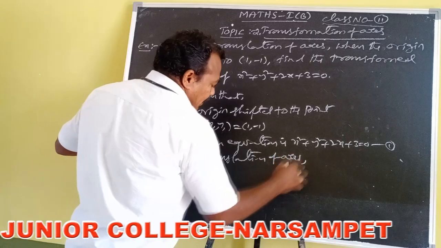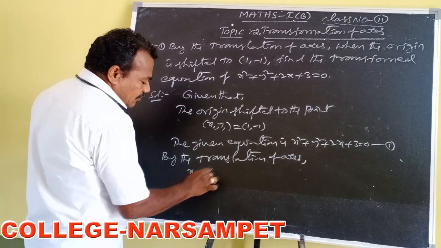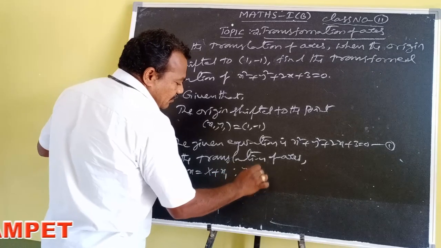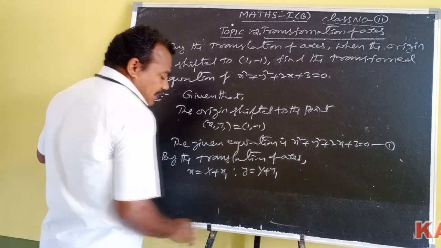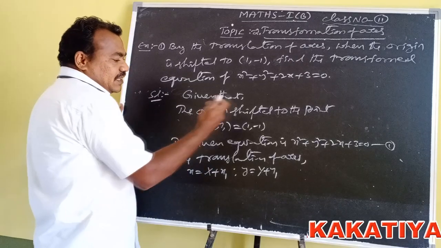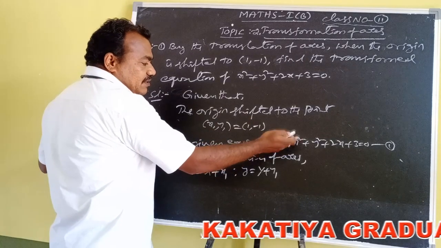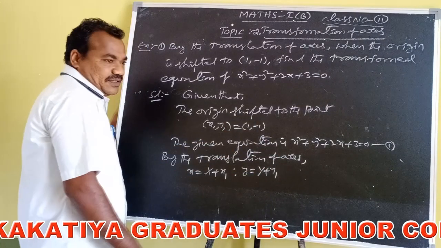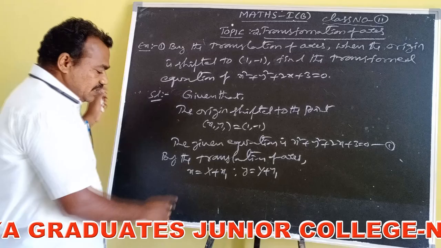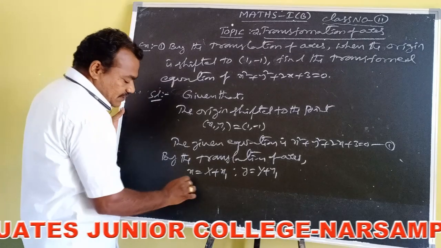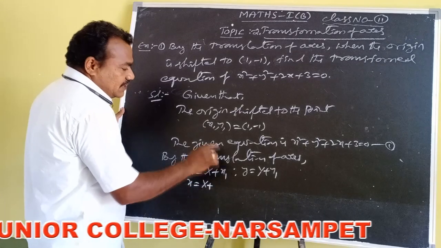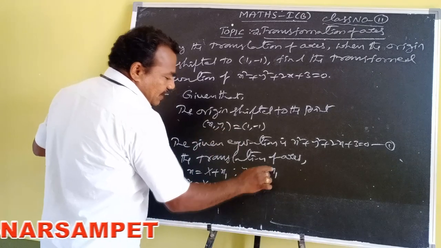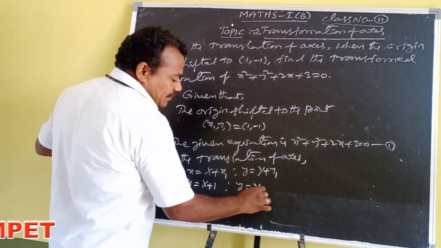By the translation of axis, we have small x is equal to capital X plus x1 and small y is equal to capital Y plus y1. To get the transformed equation of the given equation, which is the equation in the old system, we eliminate the old variables small x, small y by using this suitable substitution. Here x1 is equal to 1 and y1 is equal to minus 1.